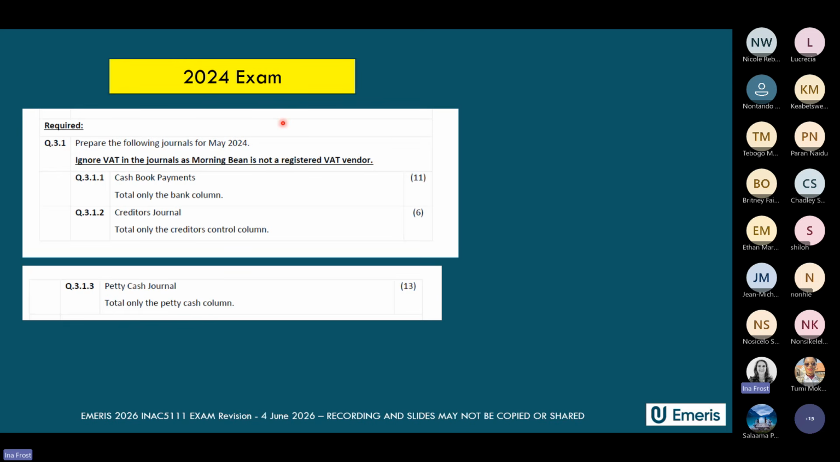Let's go and have a look again at one of our past paper questions. This is our 2024 exam, and in this question they asked the student to prepare a number of journals. You can see the cash book payments and the petty cash journals. Those are the ones from Learning Unit 4, and then the creditors journal is the one from Learning Unit 5, and that's the one that we will now focus on in this video.